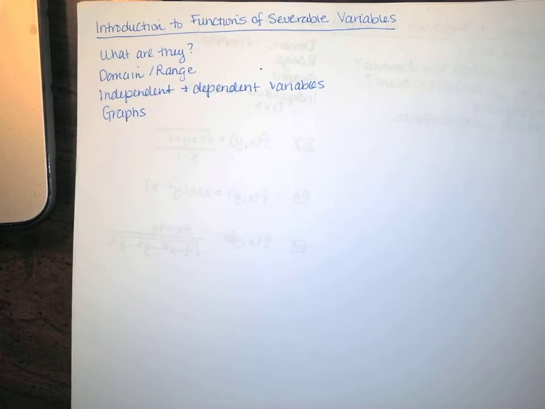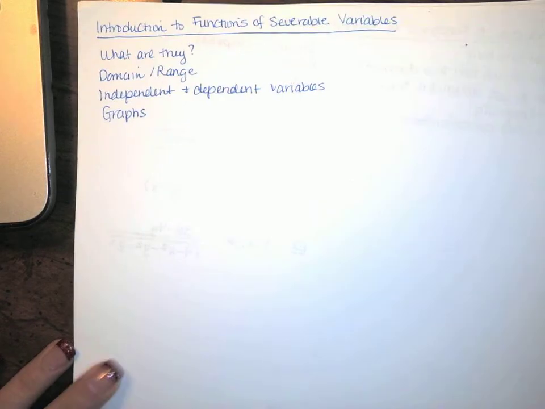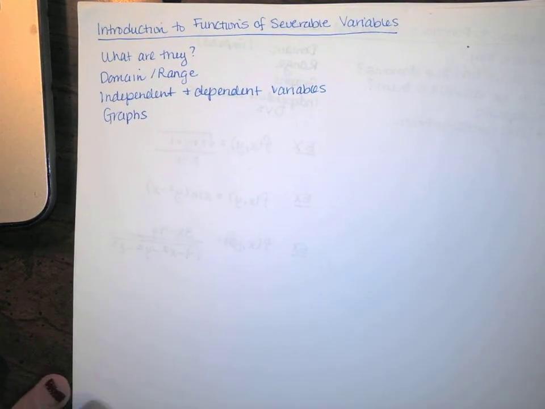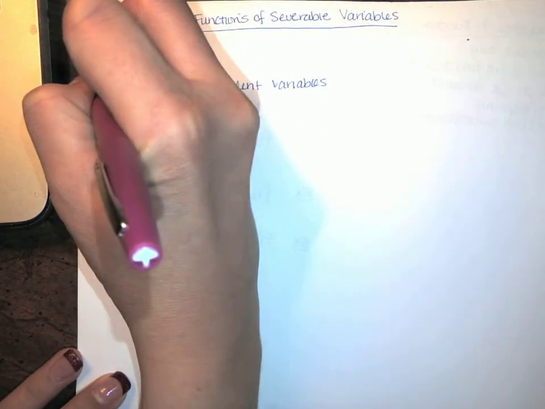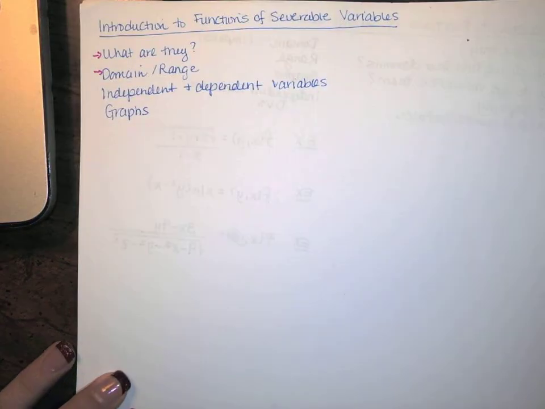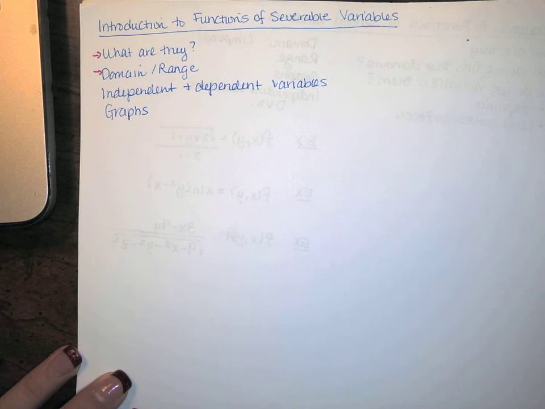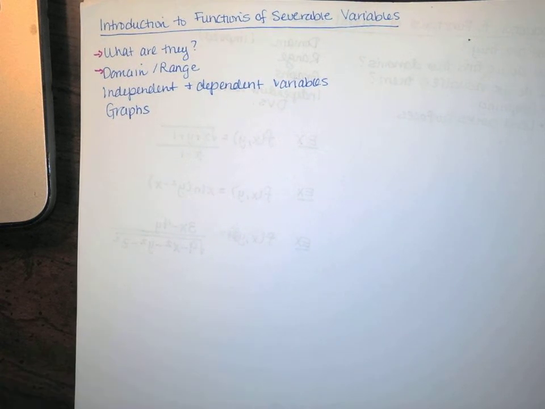Welcome back. In this video we are going to talk about functions of several variables. We're going to talk about what they are, how they compare to the functions that we've studied before. We're going to discuss in detail in this video their domains primarily. We're also going to briefly talk about range. We're going to define independent and dependent variables in this context, and we're going to talk about the graphs of functions.